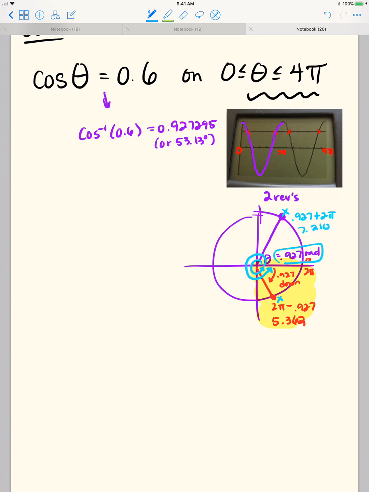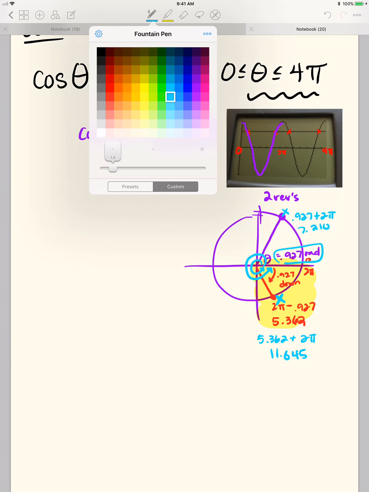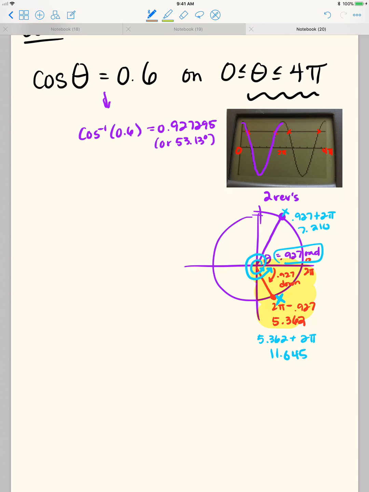And again, the same thing. I had the same angle hit down here in this fourth quadrant again. So I'll just take the 5.362 and I'll add 2 pi again. And that gives me 11.645. So your 4 angle answers were the 0.927, the 5.362, the 7.210, and the 11.645. But all we did was add 2 pi because we just kept going around from 0 to 4 pi. So we just keep adding 2 pi in the positive direction to get those other two solutions.